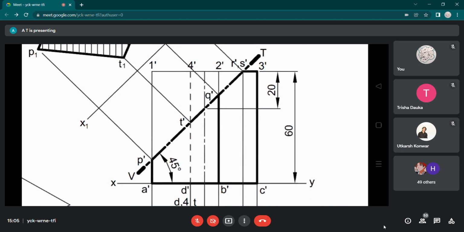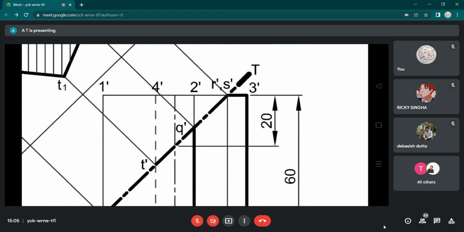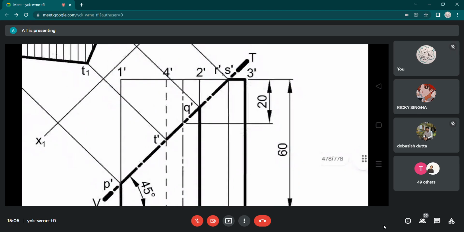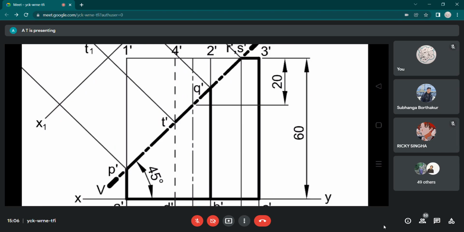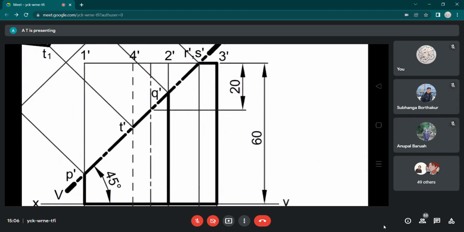A dash 1 dash. P dash. Yes, very good. That's it. At which particular point will it cut B dash 2 dash? The vertical trace, at which particular point will it cut 2 dash and B dash, that edge? The Q dash. Yes, that's it. So at which particular point does it cut 4 dash D dash? So T dash. Yes, that's it. T dash.